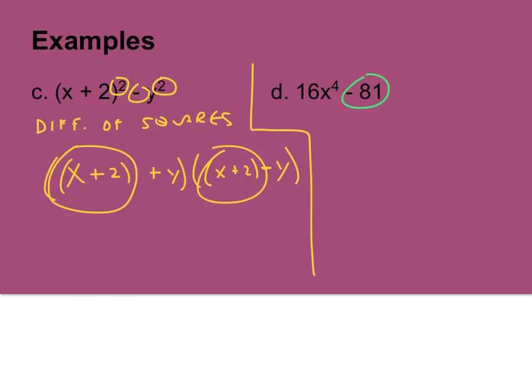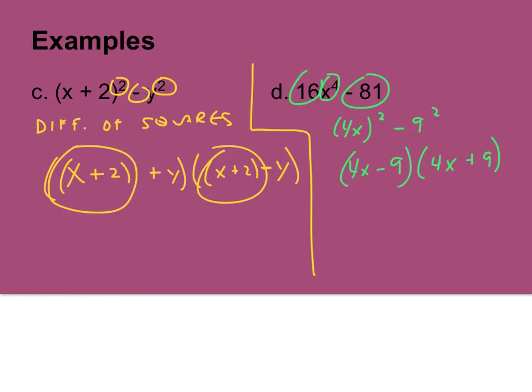Perfect square, oh, another perfect square. And so we're going to write this one as the difference of squares, because I can write this as 4x squared minus 9 squared. So notice, difference of squares. And so I'm going to put a 4x minus 9, and a 4x plus 9.